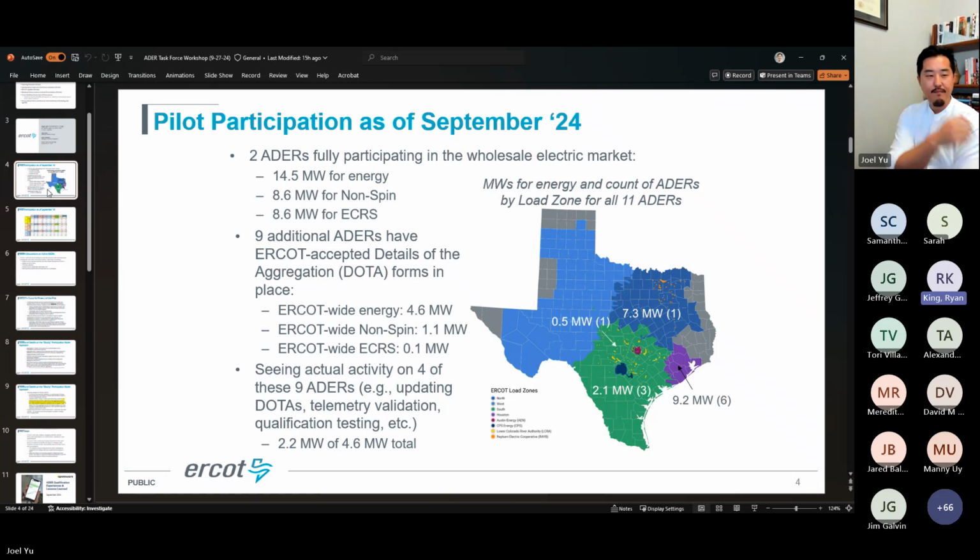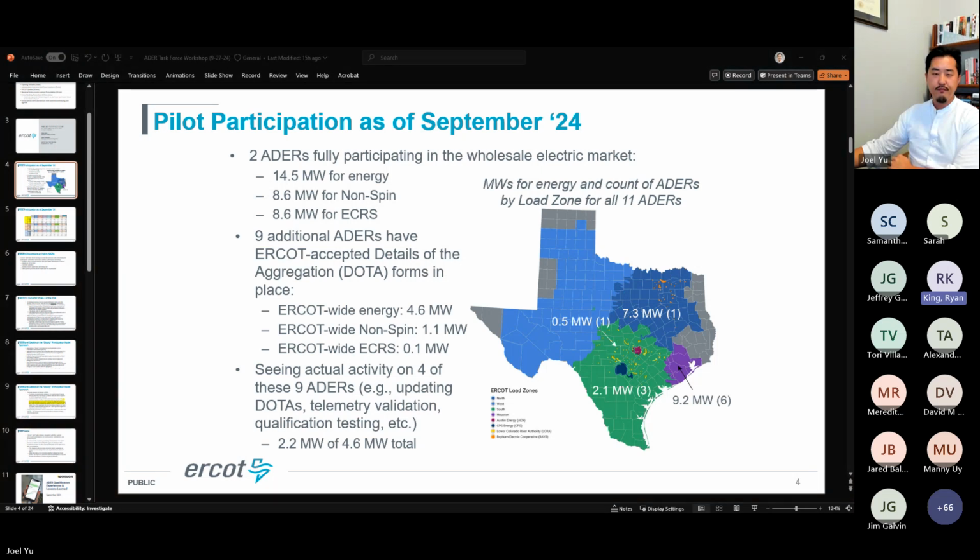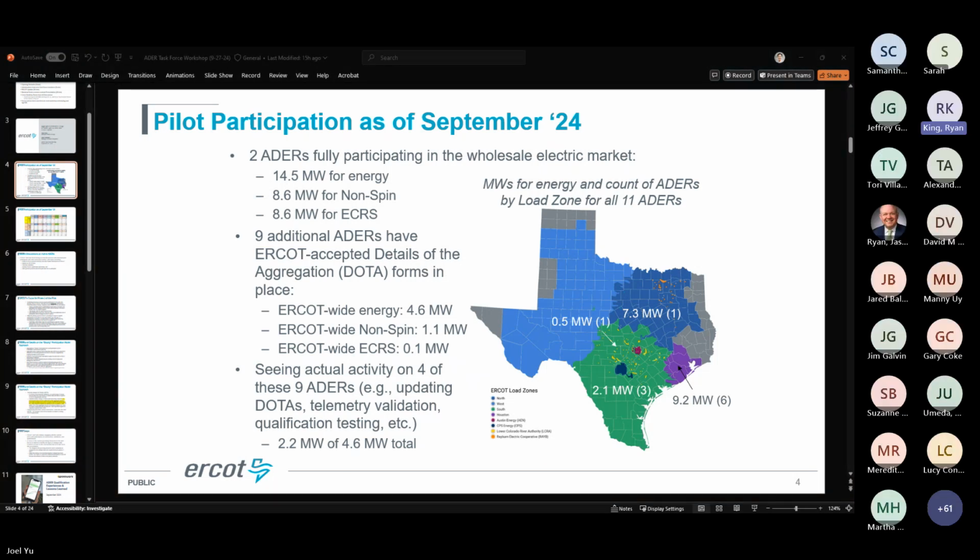Perfect. So on this slide, you can essentially see a status update on where we are in the pilot. At the top, you can see that we have 2 ADRs actively participating in the pilot today, and we've included the capacity that they are offering into the real-time energy market, and also the eligibility of what they are able to provide with respect to non-spin and ECRS.